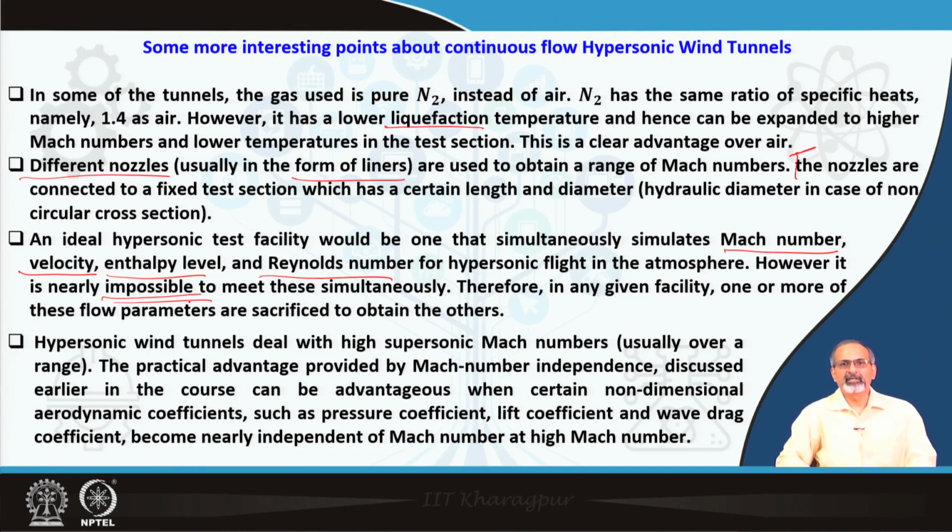Hypersonic wind tunnels deal with high supersonic Mach numbers, usually over a range. The practical advantage that you gain out of that range is that you might find that Mach number independence shows up through some of the non-dimensional coefficients that are generated through the test data. For example, pressure coefficient, lift coefficient, wave drag coefficient and so on may show some kind of a Mach number independence beyond a certain level of Mach number once reached.